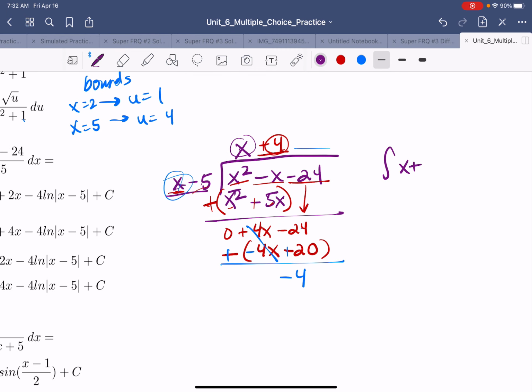So now what I'm going to do is I'm just going to rewrite this as the integral of x plus 4. And then with my remainder, I'm going to divide that by what I was dividing it. So it'll be minus 4 over x minus 5 dx.